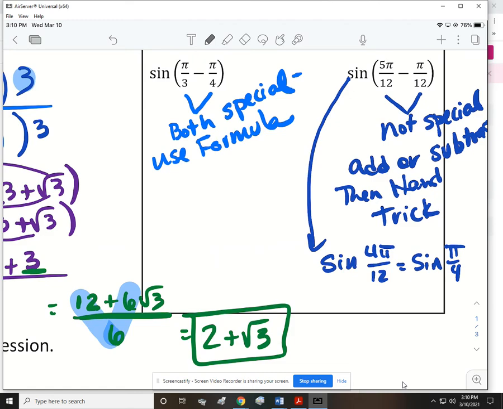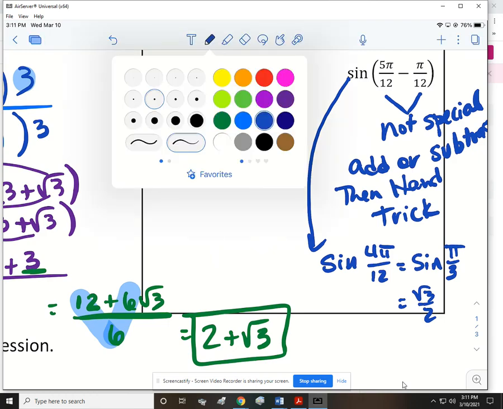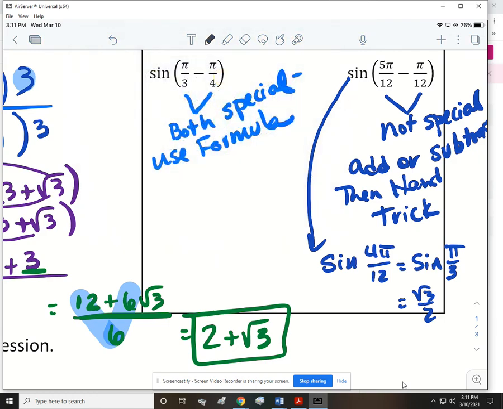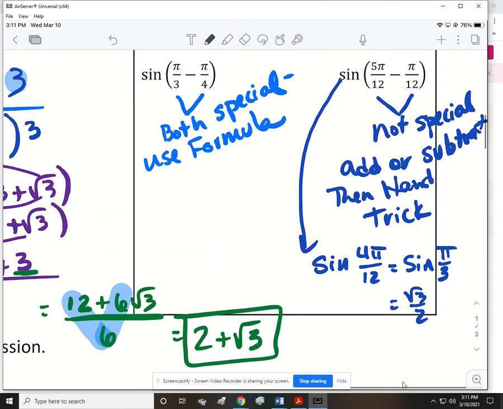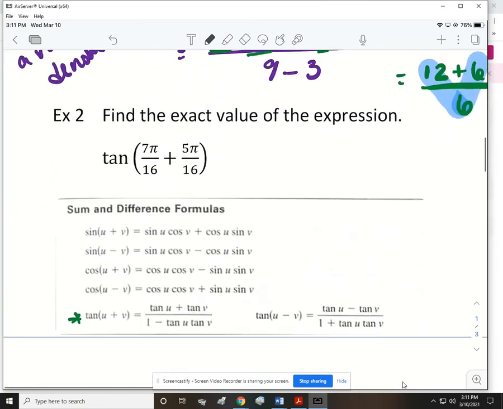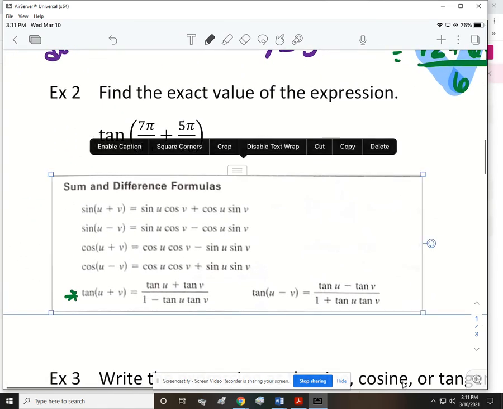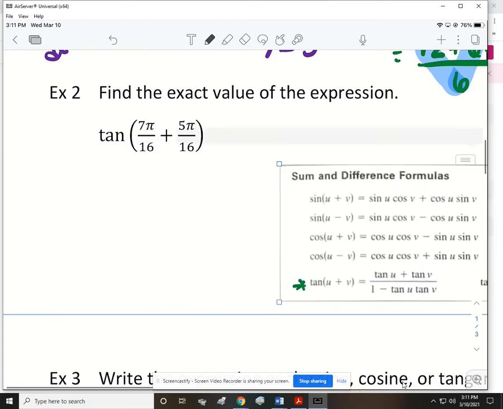I mean, so goodness, sorry, that's the sine of pi over 3. Then you can use the hand trick to find that. Use the pi over 3 finger, and then it's the square root of the bottom over 2. Okay, so watch out for that. They like to trick you into trying to use a formula and wasting your time. So let's look at example 2 real quick.